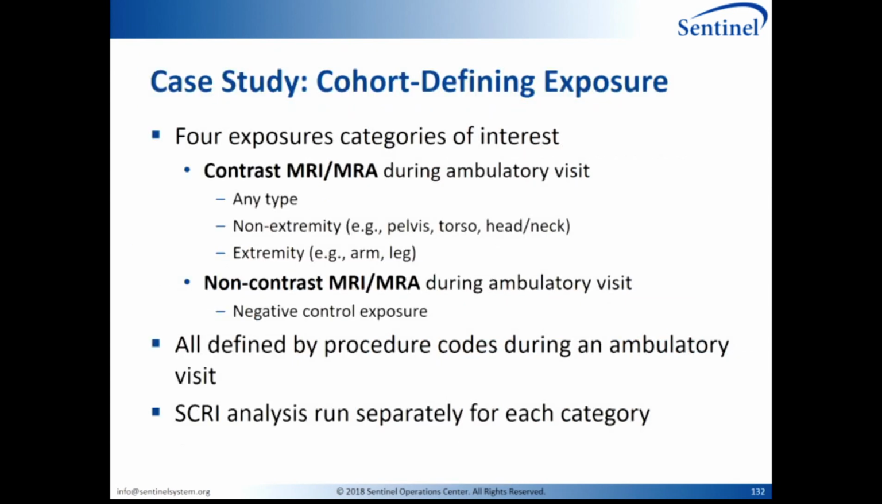So for our cohort defining exposure in this case, we had 4 categories of interest. Contrast MRI or MRA during an ambulatory visit of any type, or specifically on the non-extremity region as well as the extremity region. There was also non-contrast MRI or MRA used as a negative control exposure. In this case, because non-contrast MRIs involve no exposure to gadolinium, we can use an analysis of non-contrast MRI to determine whether or not the MRI itself and not the gadolinium conveys an excess risk.